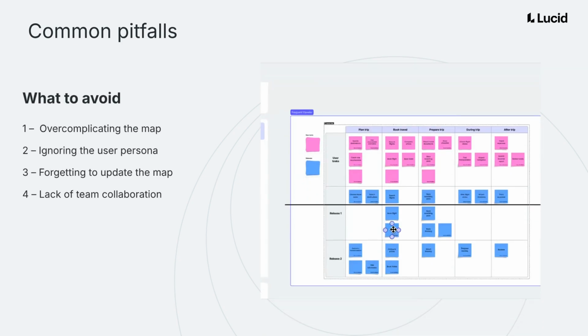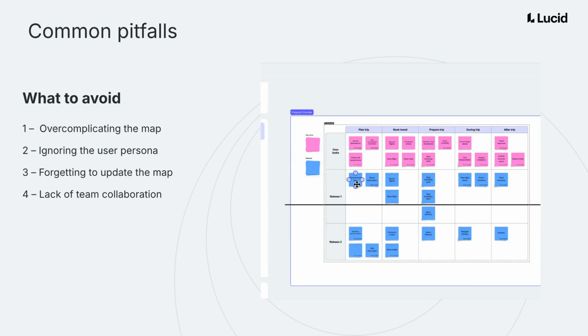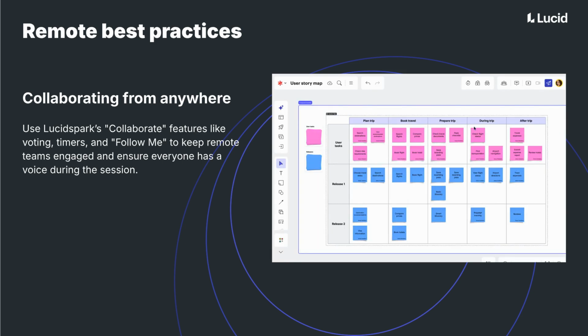Watch out for common pitfalls with user story mapping, such as overcomplicating the map, ignoring the user persona, or forgetting to update the map as the project evolves. For best practices for running a remote user story mapping session, use Lucidspark's voting and timer features to keep everyone engaged and the session moving forward efficiently.